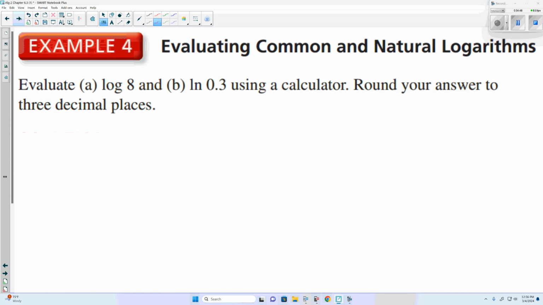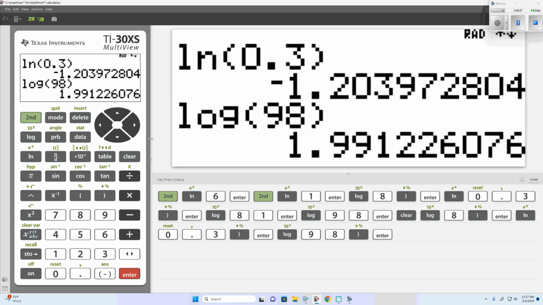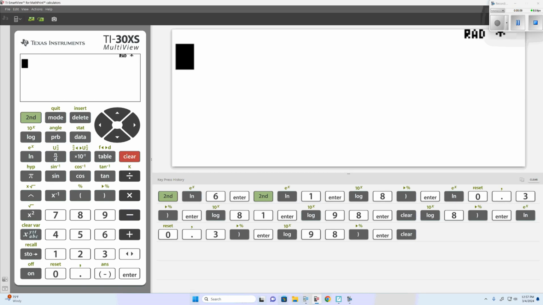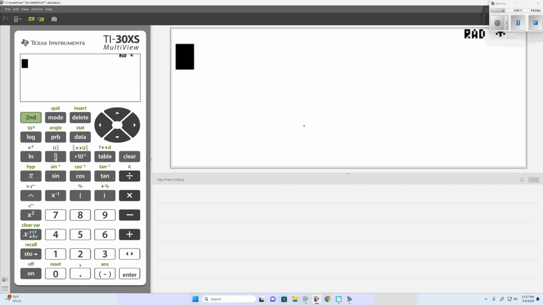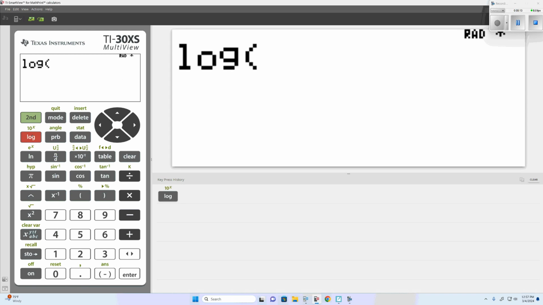Now log, whenever there's no base written with log, is what we call the common logarithm. And the common logarithm's base is base 10. So here we really have log base 10 of 8, or we can just say log of 8. And we want to calculate this out. Now, it doesn't matter which calculator we grab. We can grab either one of them, because our log button is on either one.